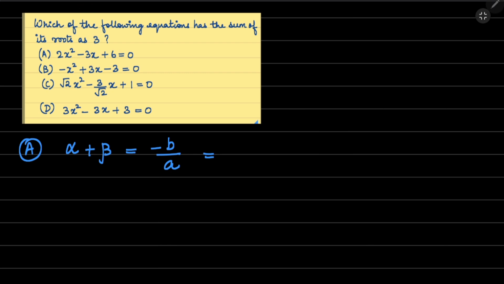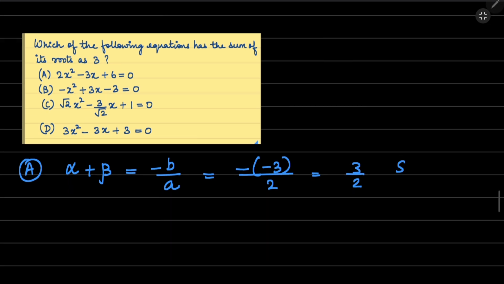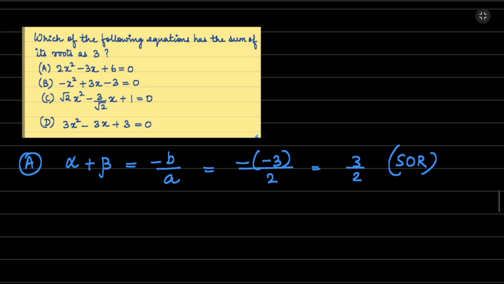B is minus 3, so let's write it. Minus is the formula's minus. B is minus 3 divided by A, which is 2, so that is 3 by 2. So here the sum of the roots is 3 by 2. But you have to check which of the equations has the sum of its roots as 3. So this is not our answer.